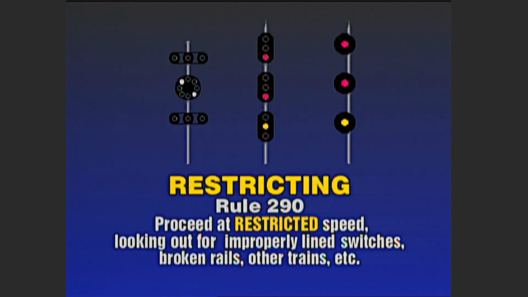Another signal used often is Rule 290, called restricting. This is what a restricting signal looks like. It allows an engineer to move his train at restricted speed, which is a speed that will allow the engineer to stop before running through an improperly lined switch, broken rail, or before running into another train.